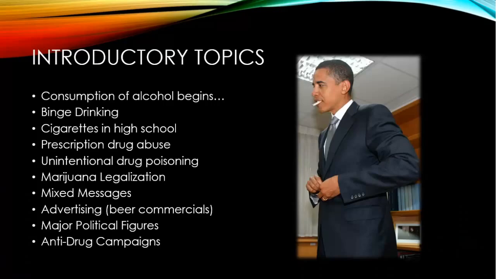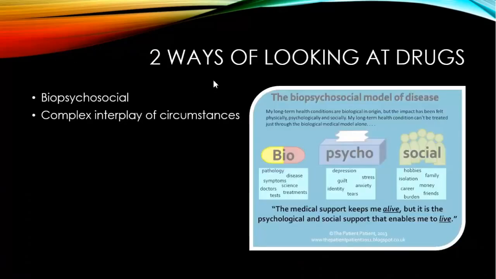So there are anti-drug campaigns that you've probably seen in schools and the media featuring celebrities or sports stars. Often those same people abuse the same drugs. So there are two ways of looking at drugs and behavior. The first is biological, psychological, and sociological effects of consuming certain types of drugs. We call this the biopsychosocial model. The second is a focus on the complex interplay of circumstances in our lives that lead to drug-taking behavior.